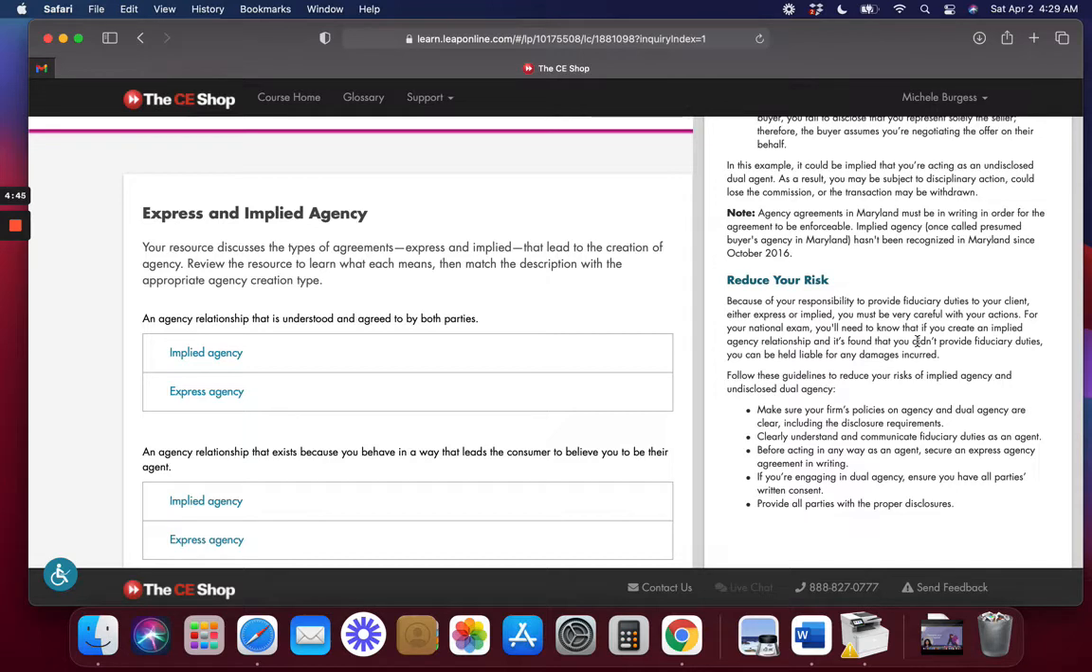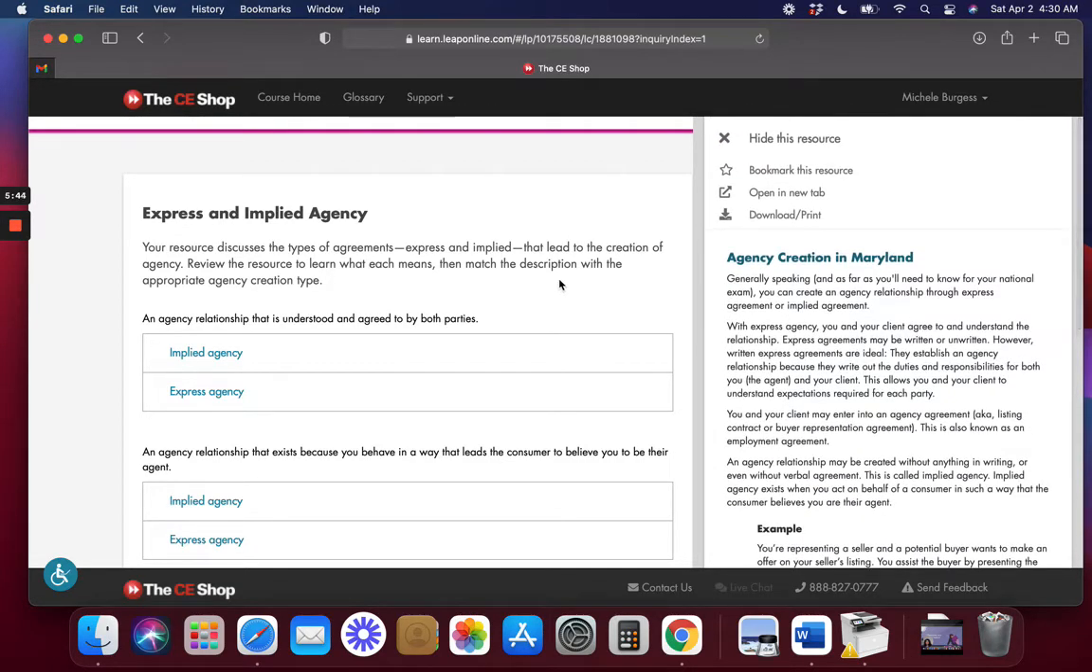Follow these guidelines to reduce your risk of implied agency and undisclosed dual agency. Make sure your firm's policy on agency and dual agency are clear, including the disclosure requirements. Clearly understand and communicate your fiduciary duties as an agent. Before acting as an agent, secure an express agency agreement in writing. If you're engaging in a dual agency, ensure you have all the parties' written consent. That means you need to represent both of them honestly, and you want to do that anyway, regardless if they even sell anything. You don't want to go around getting the reputation of ripping people off. It's not good seeds to sow. You want to have a good reputation so you can get more clients, and so that people will refer you to other people and you can get some more sales. Provide all your parties with the proper disclosures.